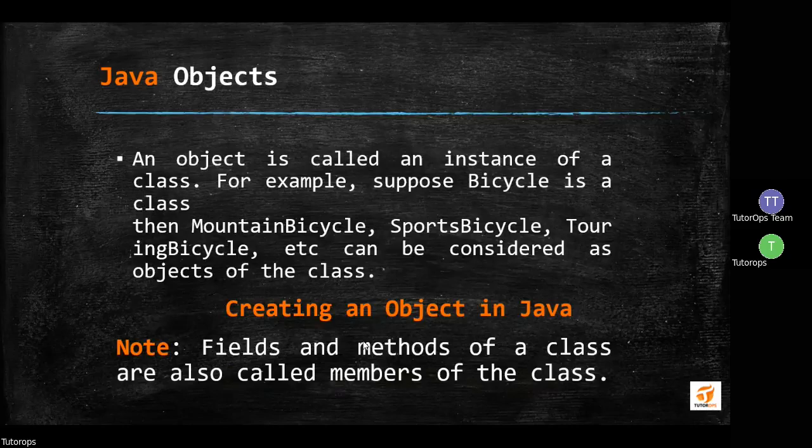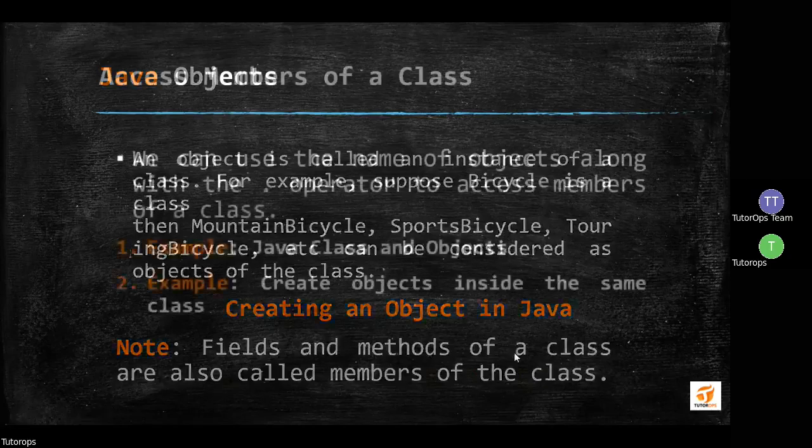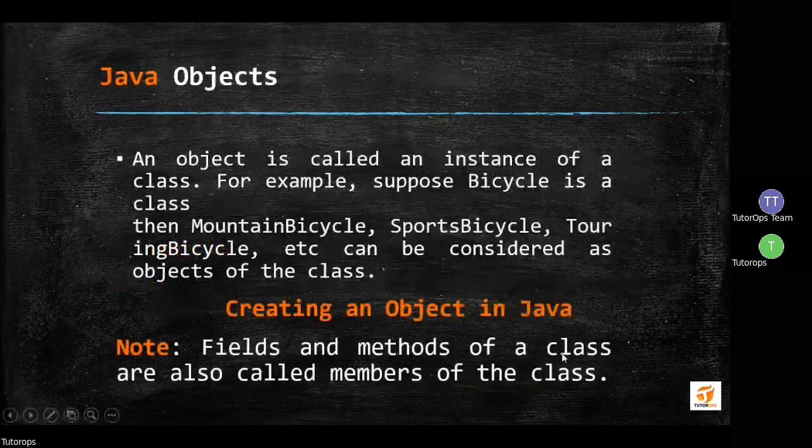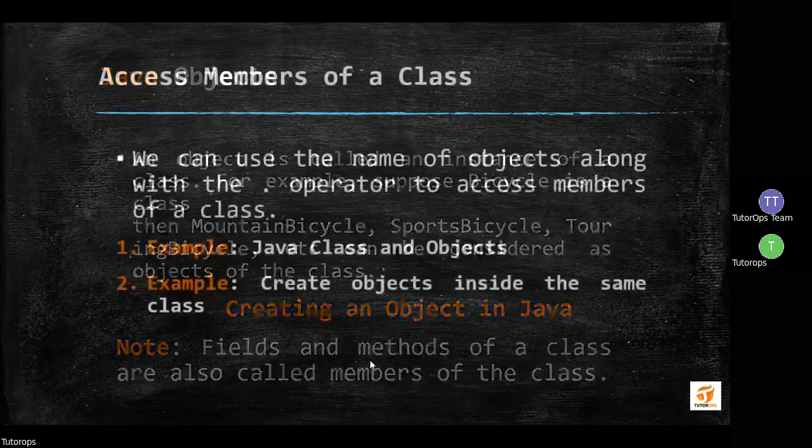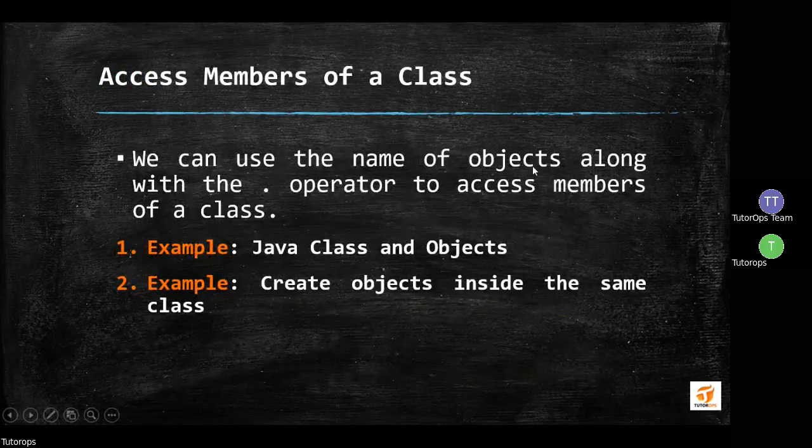An object is called an instance of a class. For example, suppose bicycle is a class, then sport bicycle and touring bicycle can be considered objects of that class. Creating an object in a class: fields, methods, and classes are also called members of this class. We can use the name of the object along with the dot operator to access members of the class.